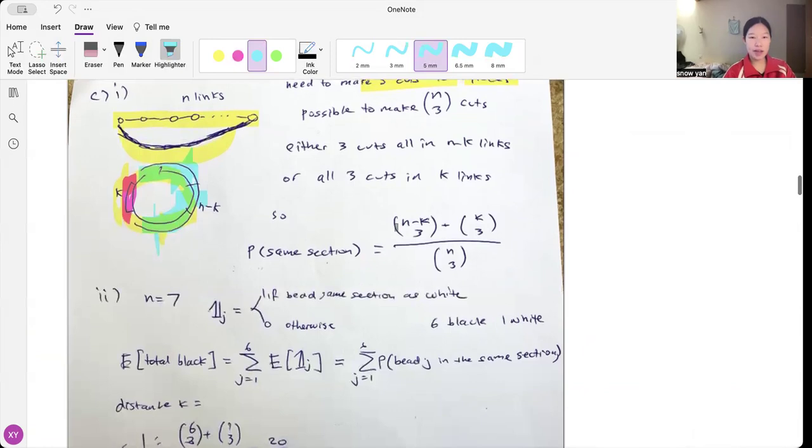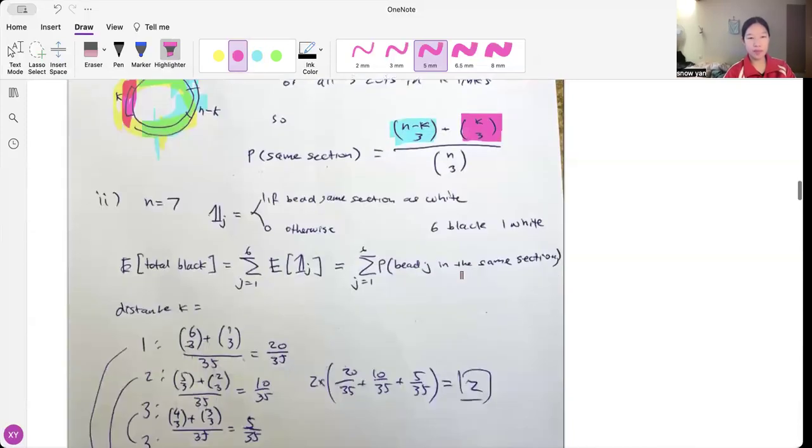So that's how I get N minus K choose 3, because I either pick that or I go with the pink, which is K choose 3. And then I have a total of N choose 3 ways. So that would just be my answer.